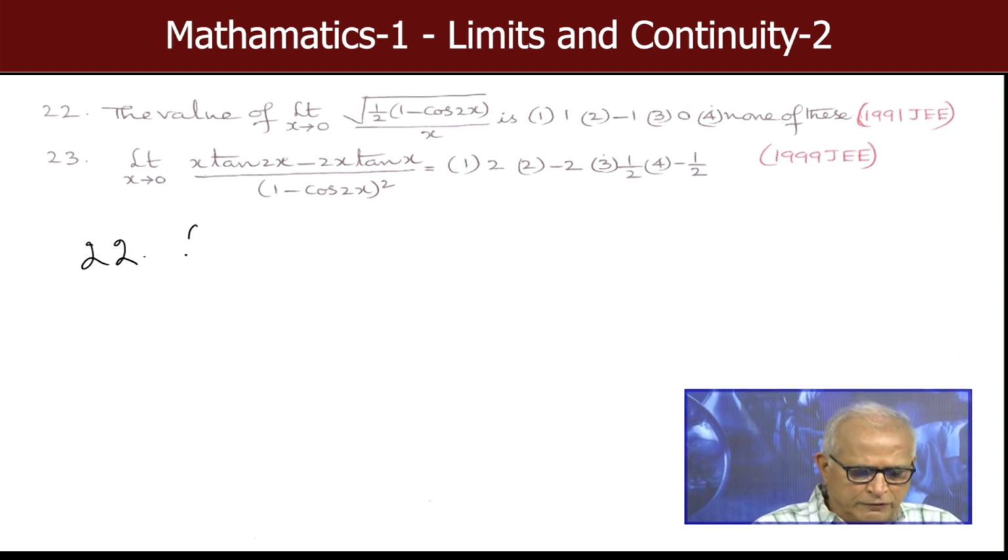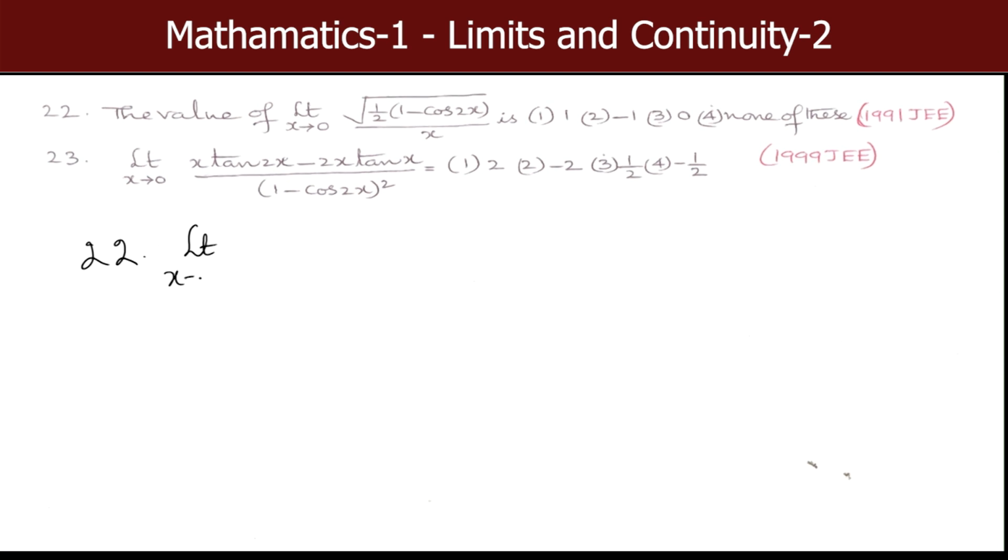Limit x tends to 0, square root of 1/2 of 1 minus cos 2x. 1 minus cos 2x is 2 sin squared x. So, 1/2 of 2 sin squared x is root of sin squared x, and square root of sin squared x is not sin x. Square root of sin squared x is mod sin x. Square root of x square is not x. Square root of x square is mod x. So, square root of sin squared x is mod sin x. So, numerator is mod sin x by x.